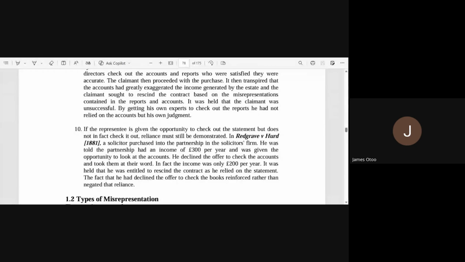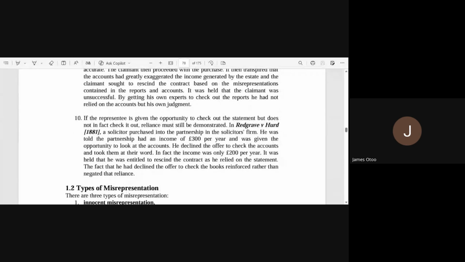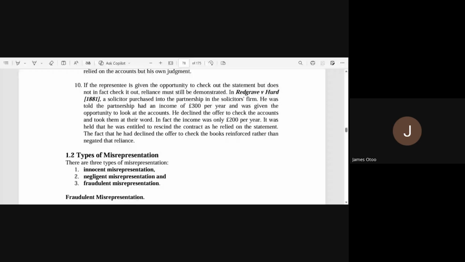So if you are given the opportunity and you decline, technically it means that you are on your own. But you still have to demonstrate that you relied on the false statement. If you are able to establish that, then so be it. If not, then that is the end.